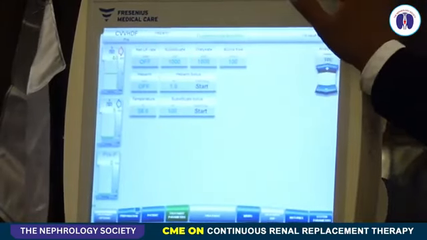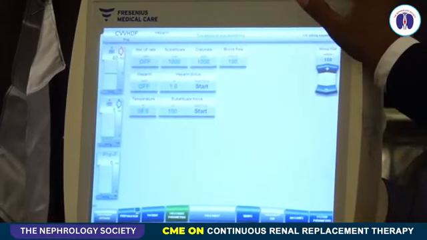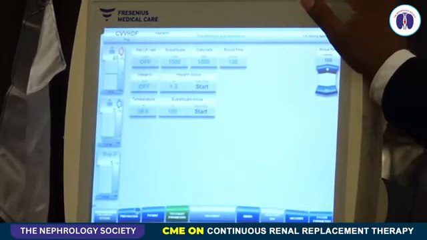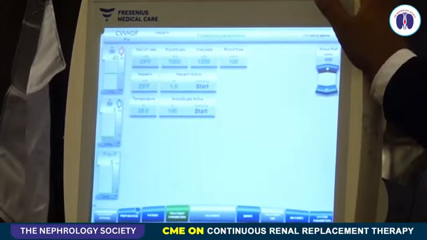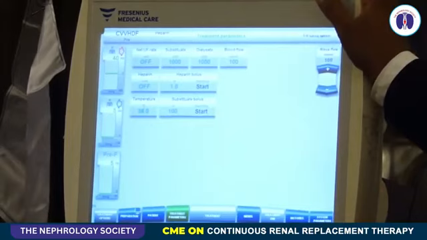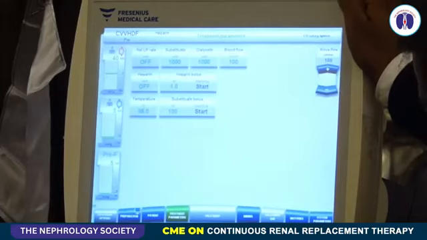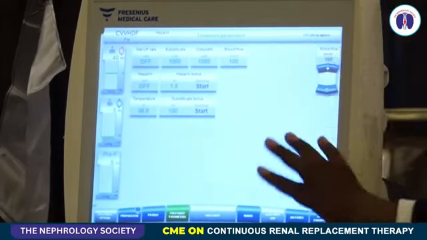Other than that, as you have seen in the beginning, we have a conventional CRRT mode, and advanced modes like calcium citrate CVVHDF and calcium citrate CVVHF. Then therapeutic plasma exchange, and pediatric CVVHD and CVVH can also be done in that. So it is taking its own time.